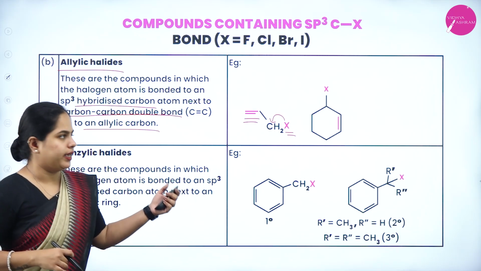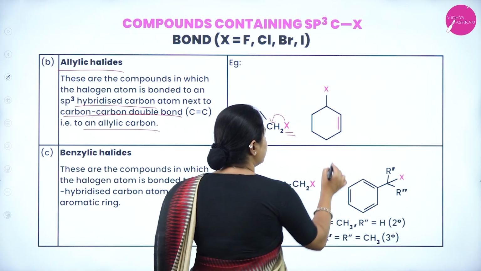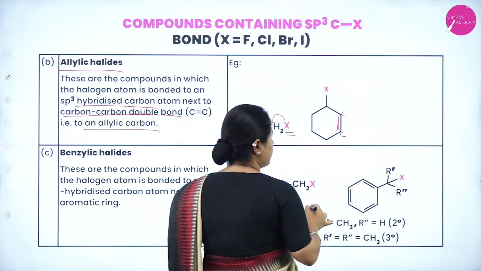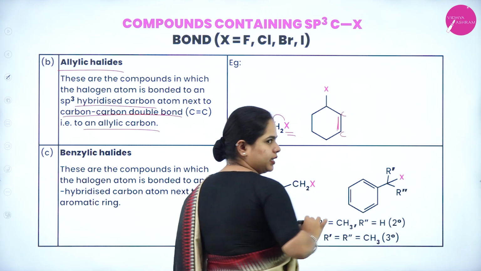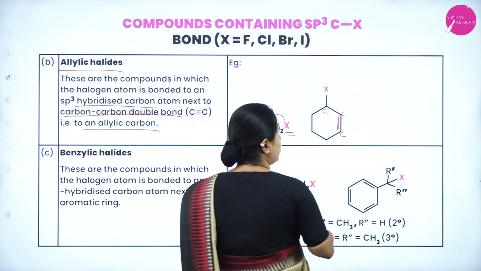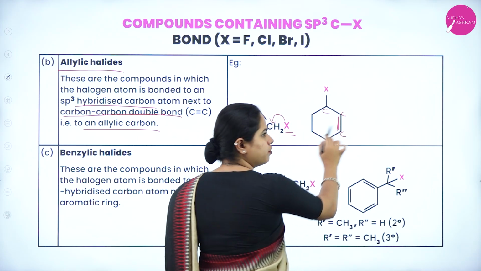I hope it is clear. Now moving on to the next example. From this example you can easily understand. The double bond is present here. Here is a carbon atom, here is another carbon atom. The double bond is present here. But the halogen atom is attached to this particular carbon atom, which is next to the carbon atom which is a part of the double bond.